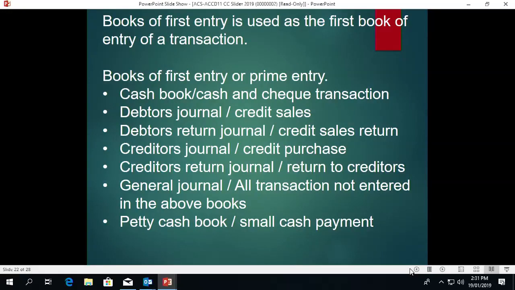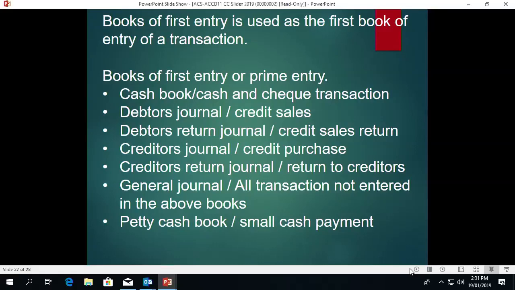And then the books of first entry, it's very important that you read through the books of first entry. This is where you can score marks in accounting. Cash book, we must know that there we enter the cash and cheque transactions. That is a cash book. We are only dealing with cash. Debtors journal, we must know that there we enter the credit sales. Our credit customers, we enter them in this book.